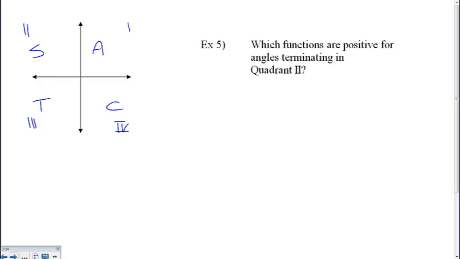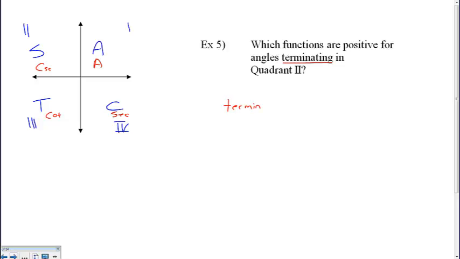Next, label the quadrants where the reciprocal trig functions are positive. Cosecant in 2, cotangent in 3, secant in 4, and of course all of them in quadrant 1. Now, this question asks us to find which functions are positive for angles terminating in quadrant 2.